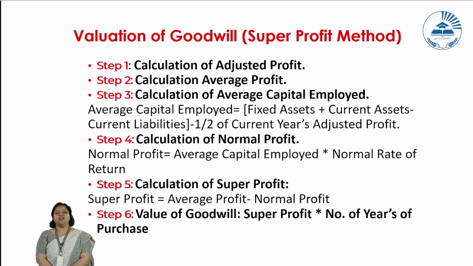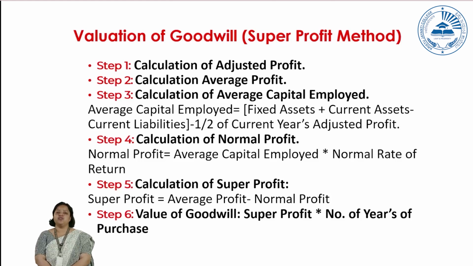Step 5, after calculating the normal profit, we need to calculate the super profit. Now, what is super profit? Super profit is the extra profit over the normal profit which the company earns, which helps the company to create the goodwill. So how to calculate super profit? Average profit minus normal profit gives us the super profit. Last step, we will calculate the goodwill.